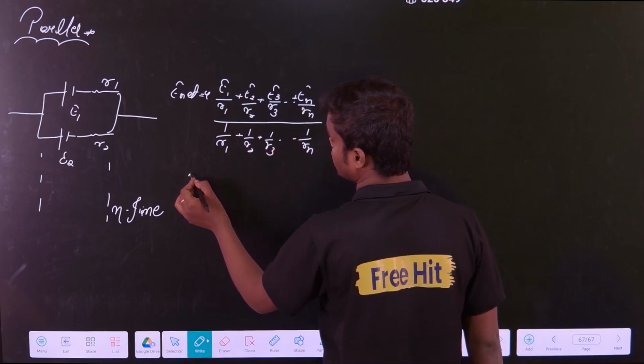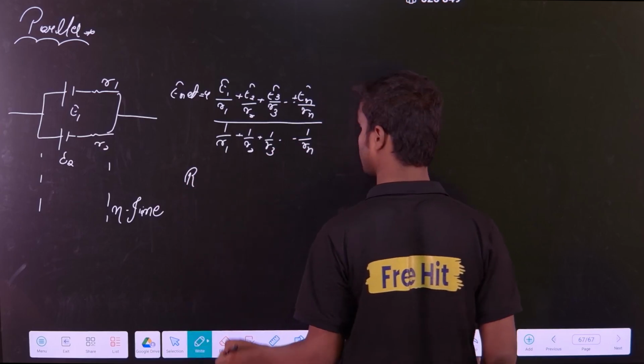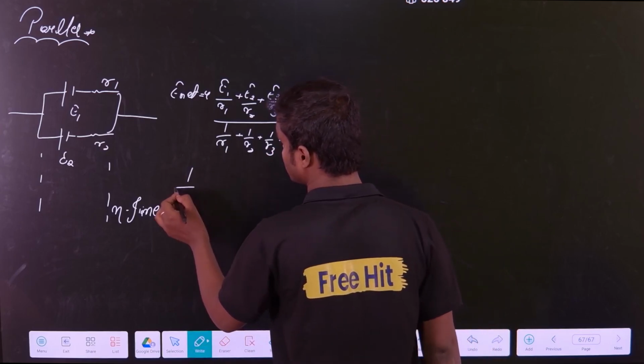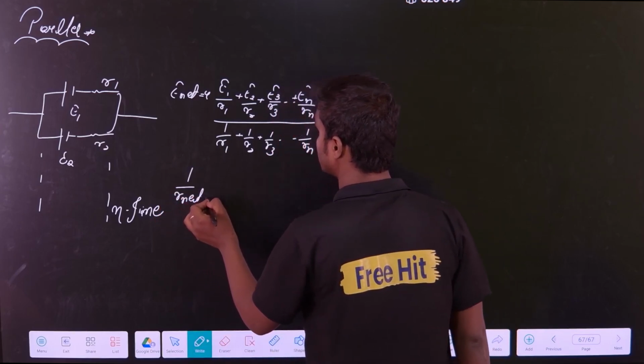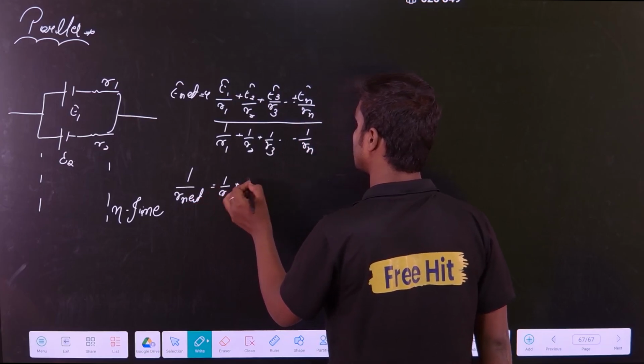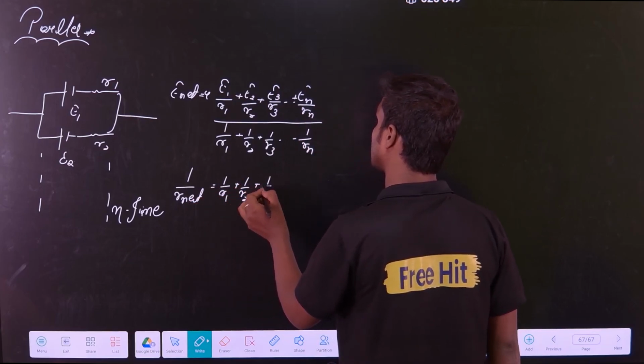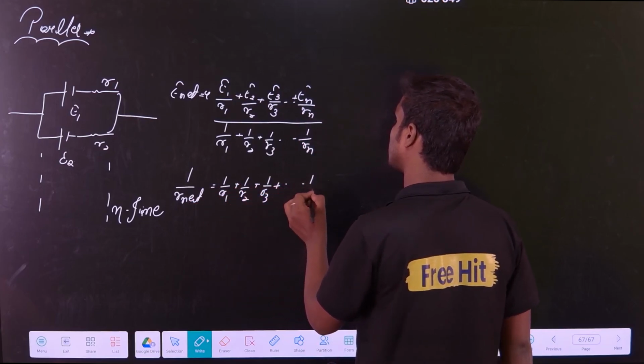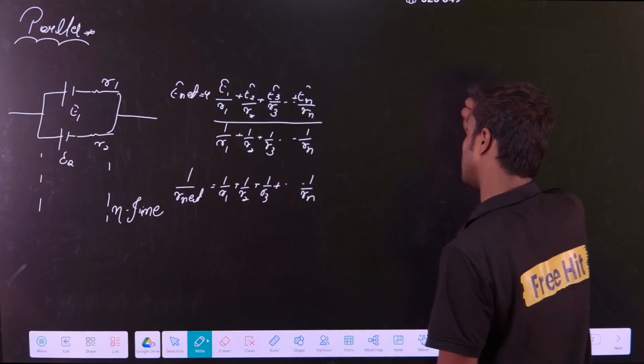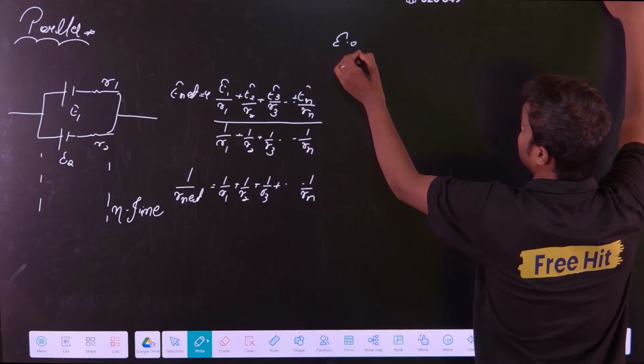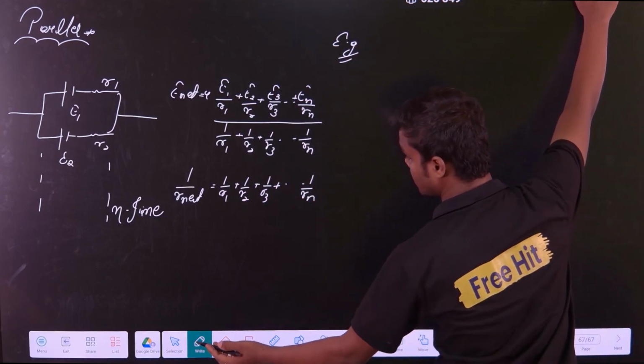And what is my R equivalent? How to find R equivalent? 1 upon R net is equal to 1 upon R1 plus 1 upon R2 plus 1 upon R3 plus dot dot dot 1 upon Rn. So let us take one example, the same example I am taking in the same manner.